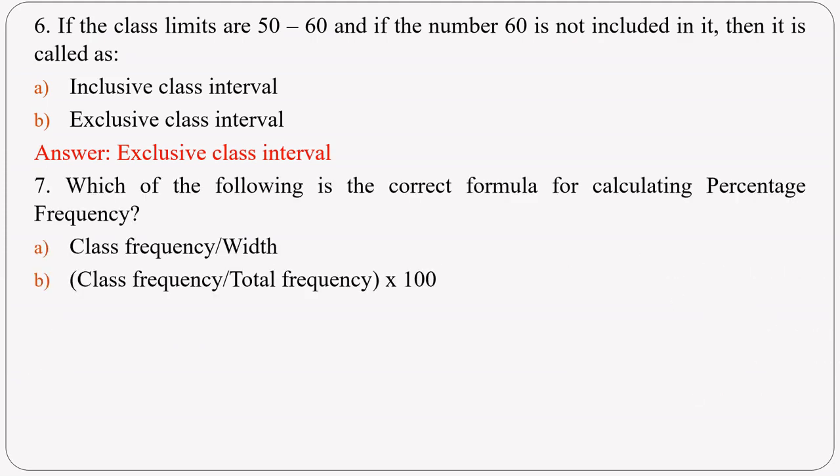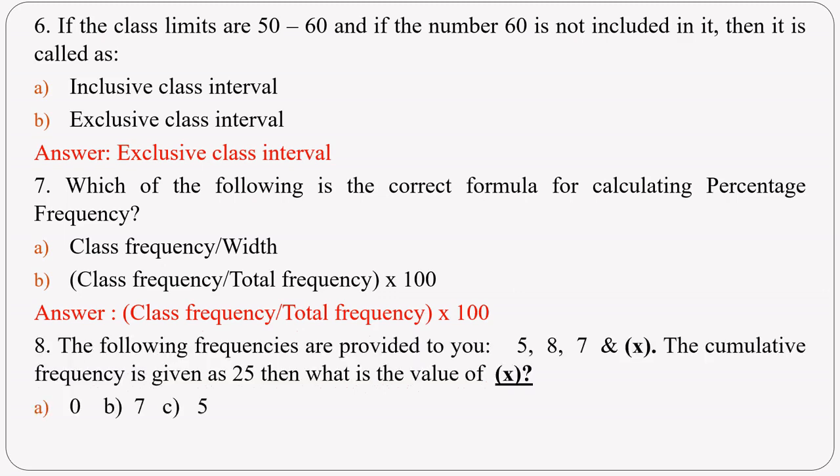Question number 7. Which of the following is the correct formula for calculating percentage frequency? Class frequency divided by width, or class frequency divided by total frequency into 100? Which is the correct answer? Could you guess, dear students? Very simple. It's given percentage. Percentage means the answer will be, yes, class frequency divided by total frequency into 100. Option B.